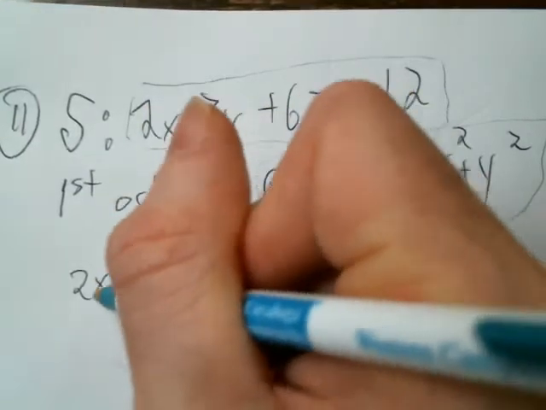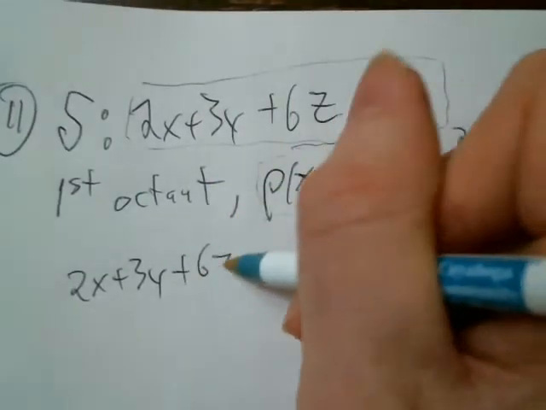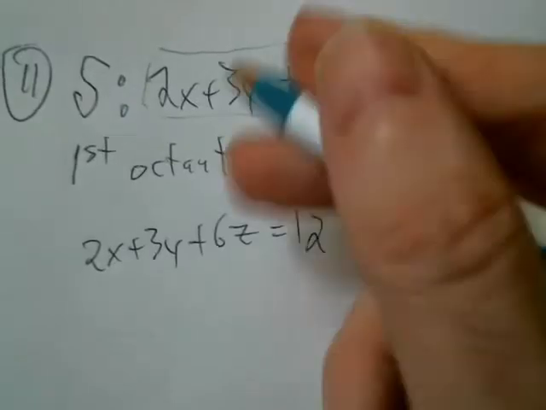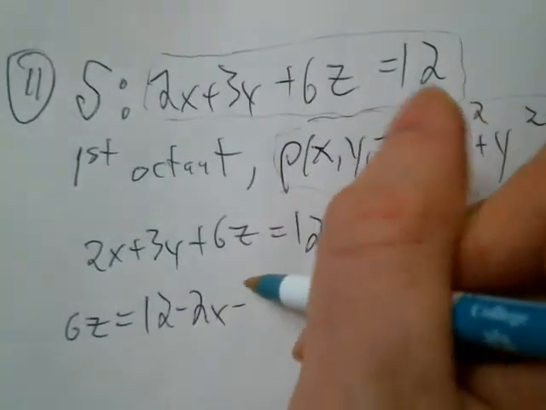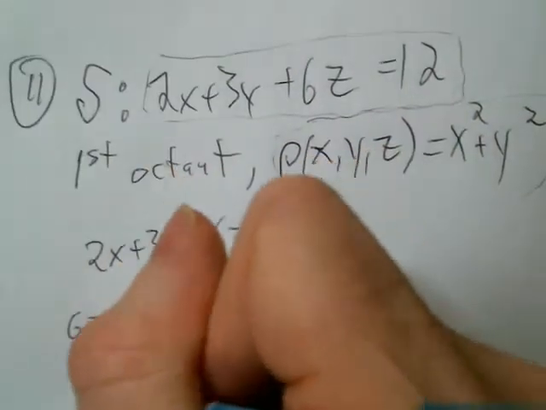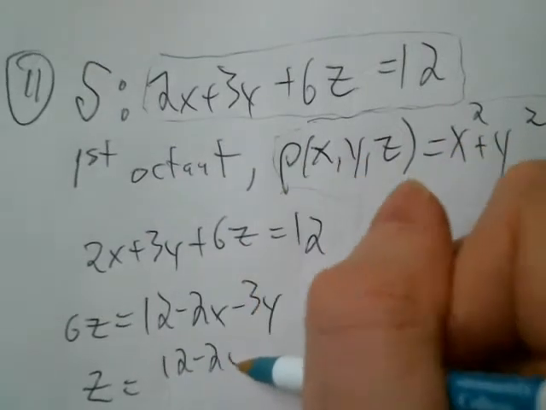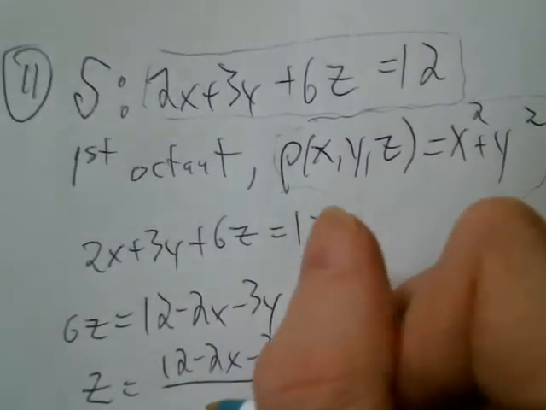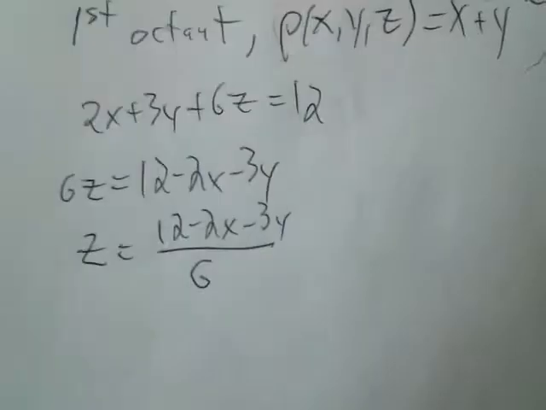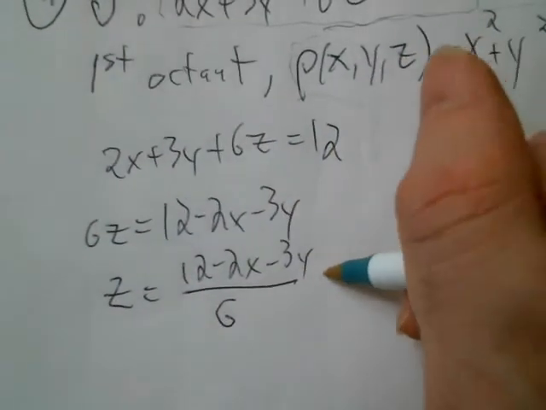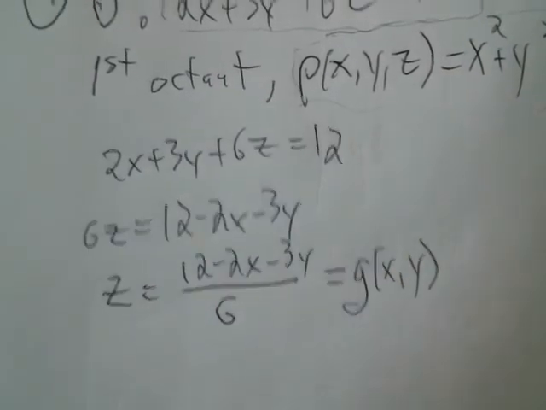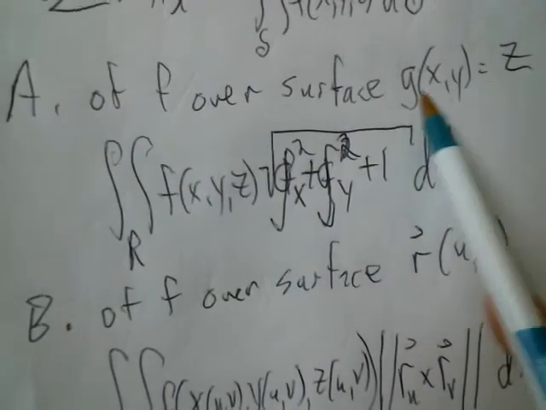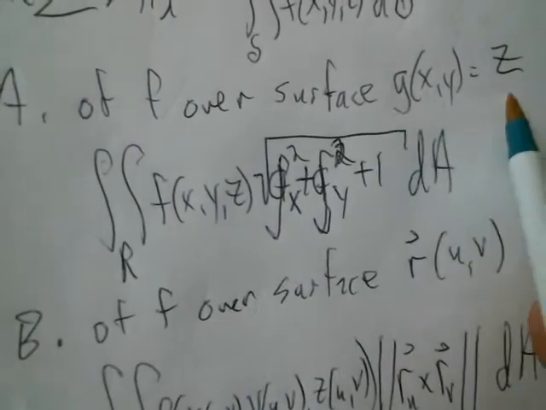So I have 2x plus 3y plus 6z is 12. Then I move everything over. I get 6z is 12 minus 2x minus 3y, divide both sides by 6, and z is 12 minus 2x minus 3y all over 6. So that's our g function: z equals g of x comma y, and that would be the surface formula. It has to be written in this format.